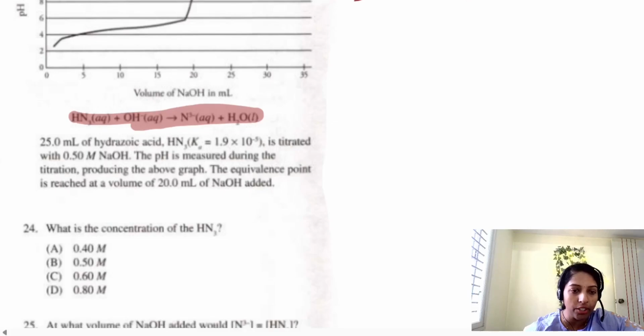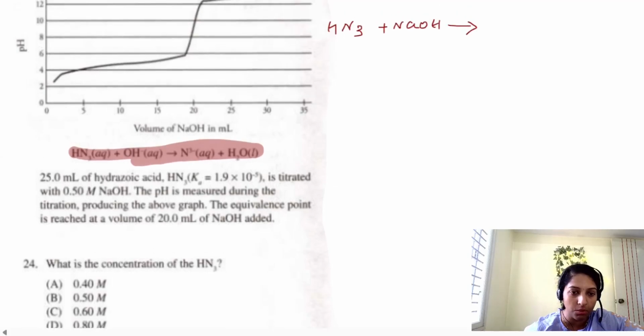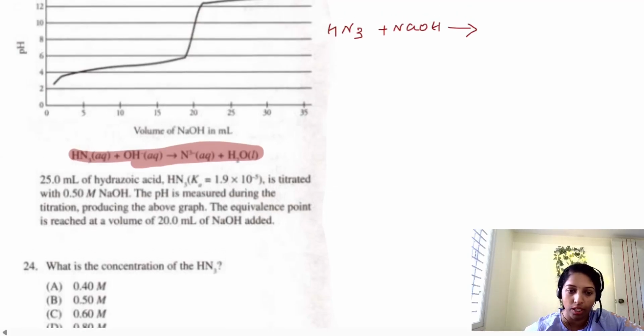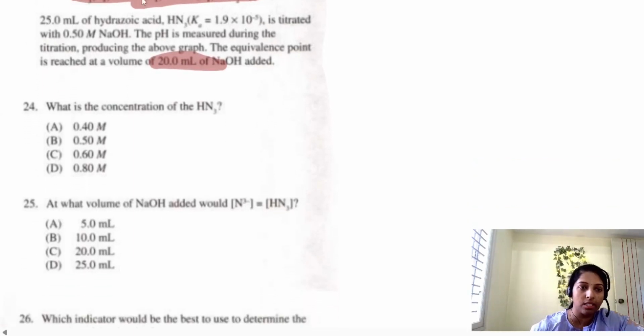Then 25 ml of hydrazoic acid HN3 is titrated with 0.5 molar NaOH. pH is measured during the titration, producing the above graph. The equivalence point is reached at a volume of 20 ml of NaOH. Okay, what is the concentration of HN3? So the concentration of the initial acid, how do you do it? You can directly use M1V1 = M2V2 for a 1:1 reaction.